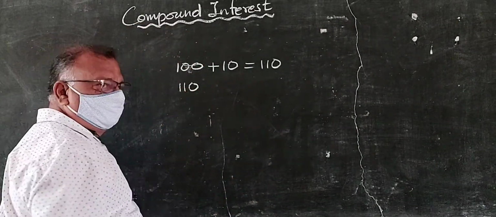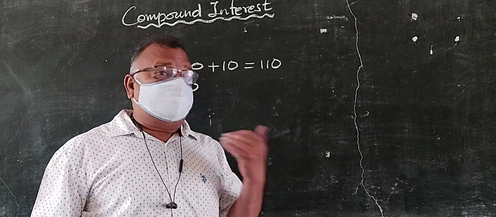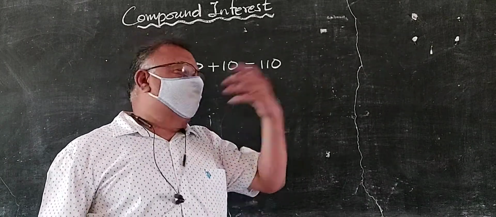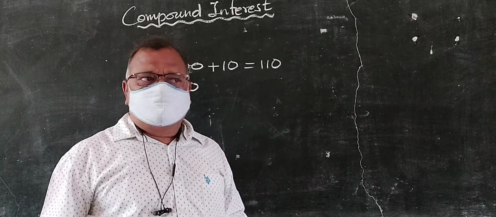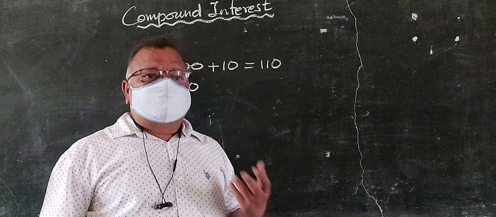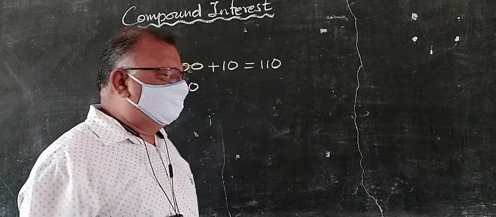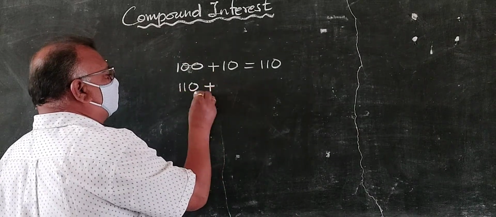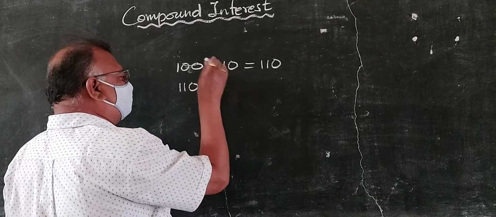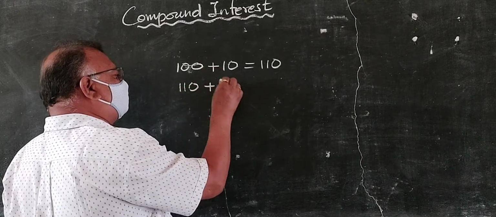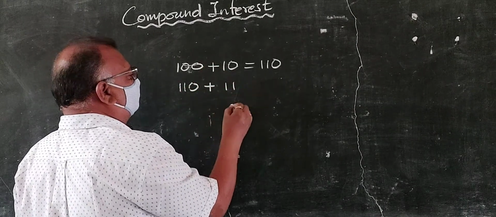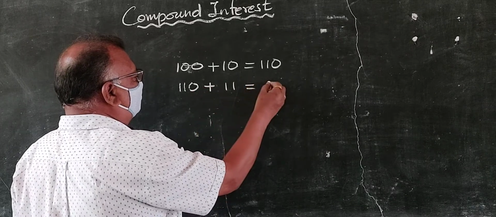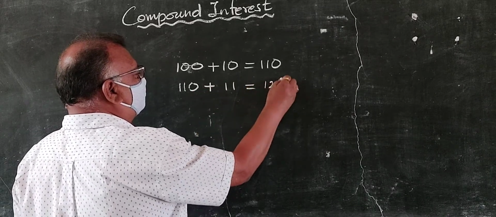Now just see it. 110 rupees. If you don't take that money back from the bank and continue to deposit that money, what will happen? You will get an additional 10%, meaning for 100 rupees you will get 10 rupees, and for this 10 rupees you will get 1 rupee. So in total you will get 11 rupees, and at the end of the second year you will get 121 rupees.